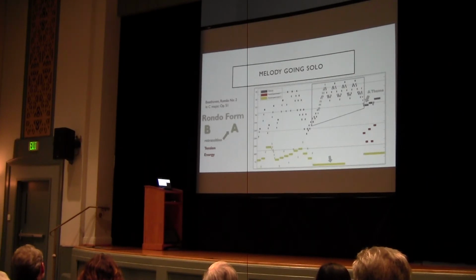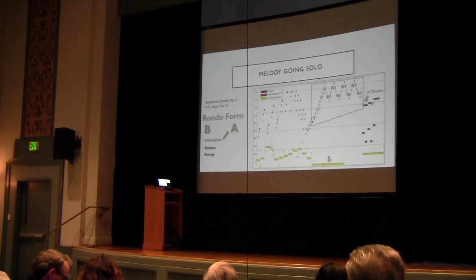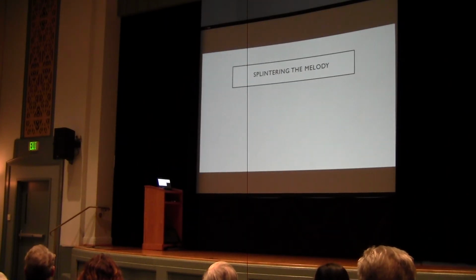So that's another technique. A third technique composers often use, again, kind of related to this, involves taking the melody and splintering it apart, making the melody just a little incoherent for a moment. We see an example of this in the first rondo from the set, Opus 51, number 1, which is also on the program tonight. Again, it's in rondo form, so you have the A theme that keeps coming back, and you also have the B and the C themes that contrast with the A themes.